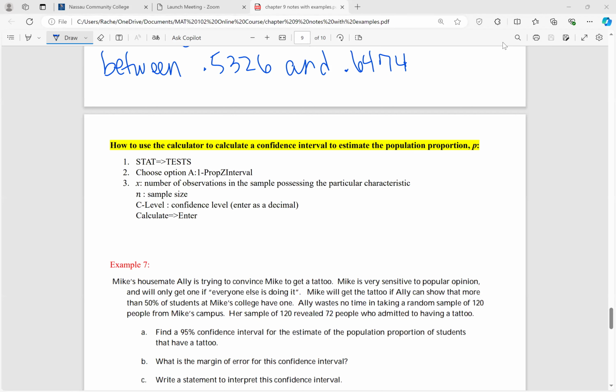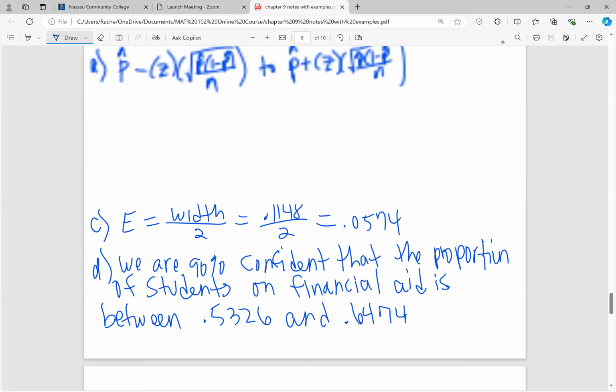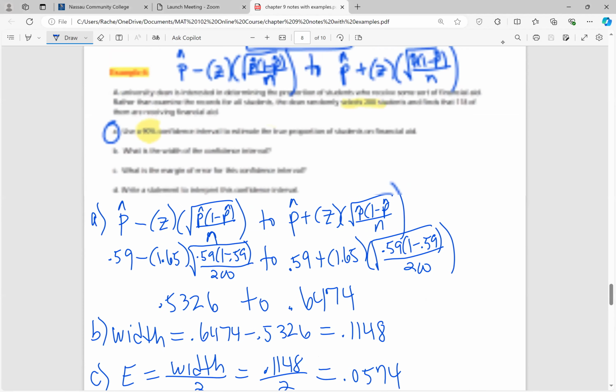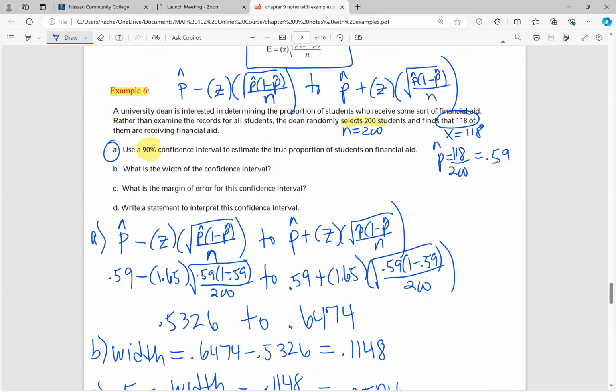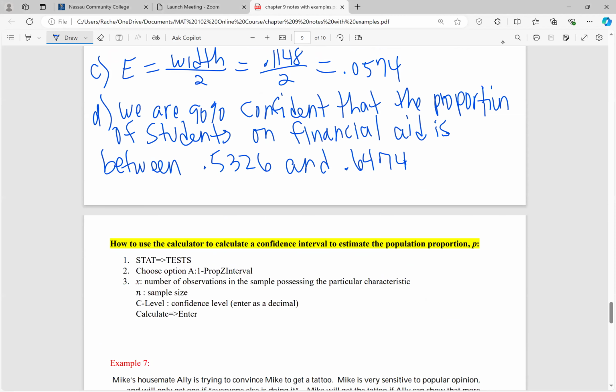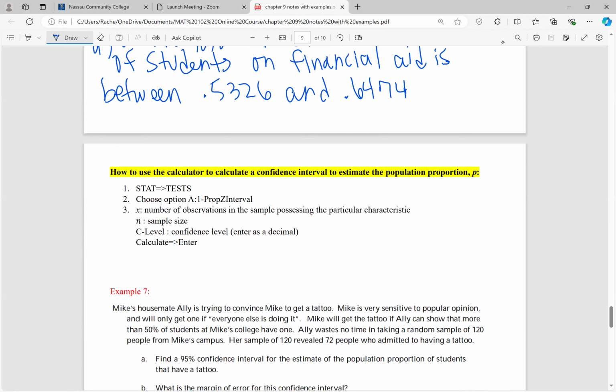So how to use the calculator to calculate a confidence interval to estimate the population proportion P. We just estimated the proportion of students on financial aid in the question above, right? But we used the formula using z-scores. There's a function in the calculator that will create this confidence interval for us to estimate P using z-scores. It's in the same menu as where the other confidence interval test was for means.